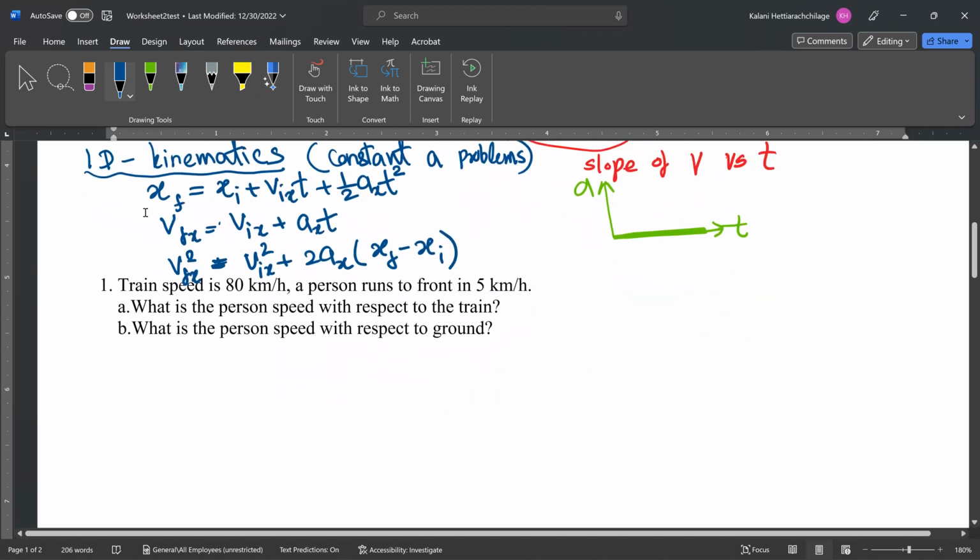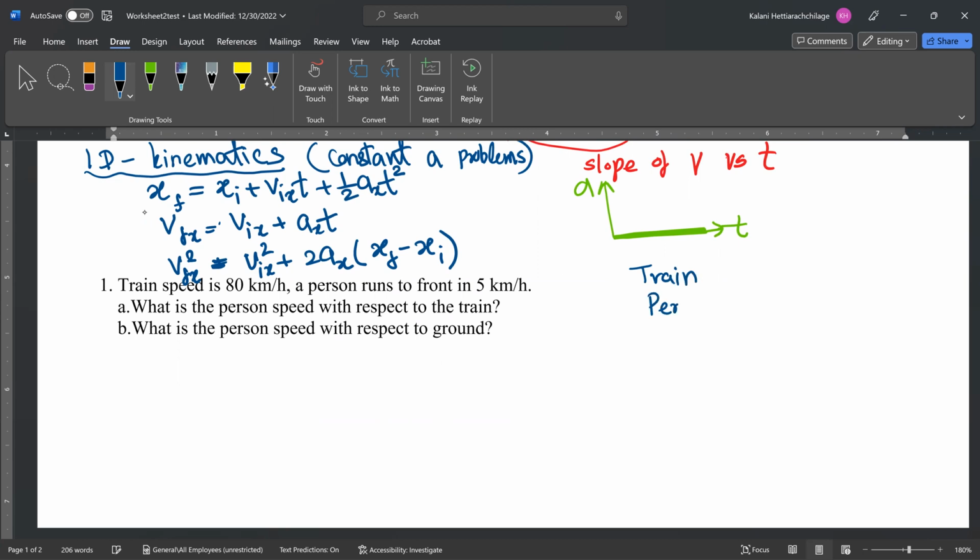So the first question is about reference frames or relative velocity, and why it is important, right? So you have a train and you have a person, and we definitely have the ground. Because of that, we have three things here. Train is one, and person is another thing, and ground is another thing, right? So for the train, I'm going to use the T symbol. Person, I'm going to use the P symbol. Ground, I'm going to use the G symbol.